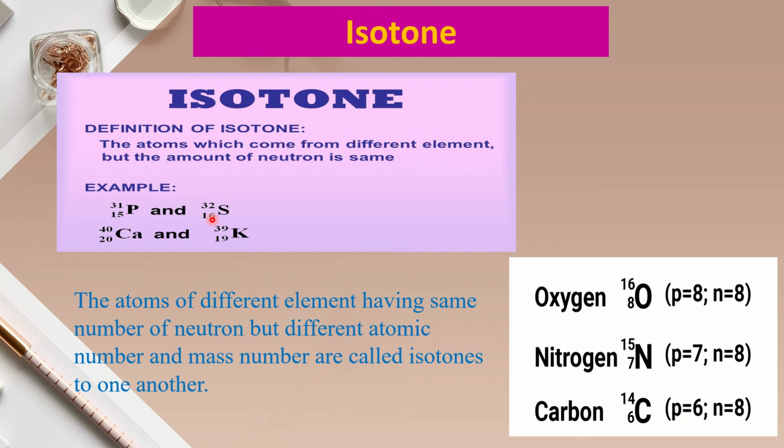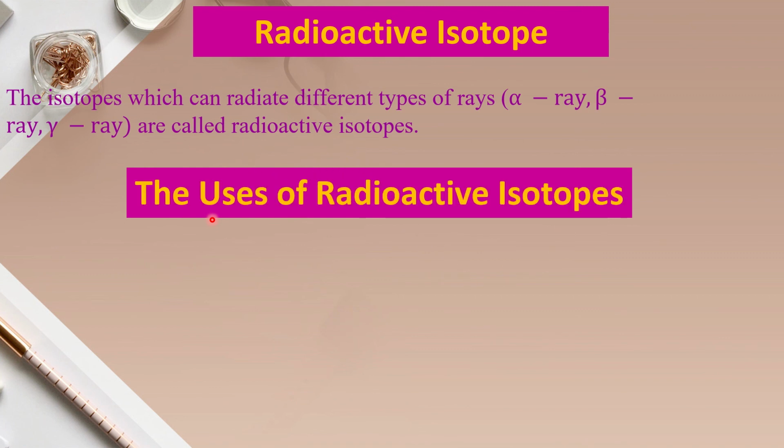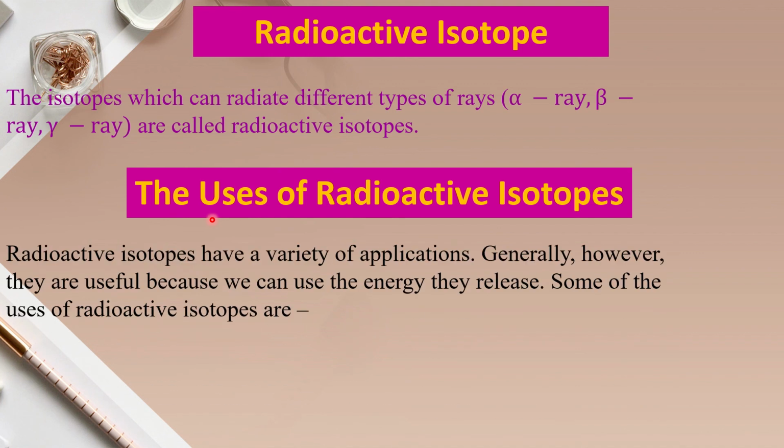Their mass numbers are also 16, 15 and 14, but all of them have 8 neutrons, so they are isotones to one another. Now, radioactive isotope. The isotopes which can radiate different types of rays, alpha ray, beta ray, gamma ray, are called radioactive isotopes. And these isotopes have some special uses in different fields. Today, in this class, we will also learn the uses of these radioactive isotopes.